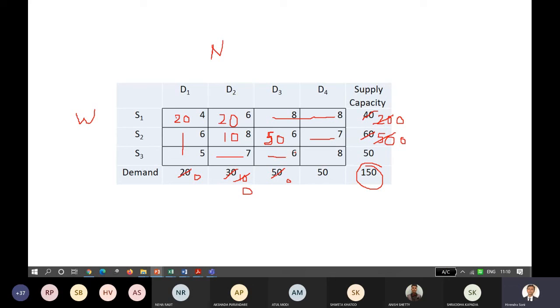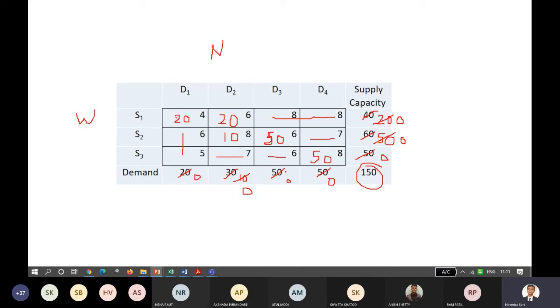Now, what is the next northwest corner cell? This one. Correct? Now how much can we allocate in this? 50. So we will allocate 50 here. The minute I have made an allocation of 50, the demand for D4 has reduced to 0 and supply capacity of S3 has reduced to 0. So I have allocated all.